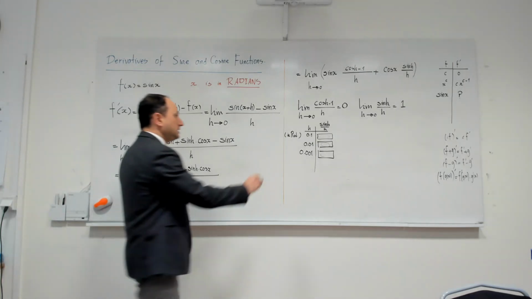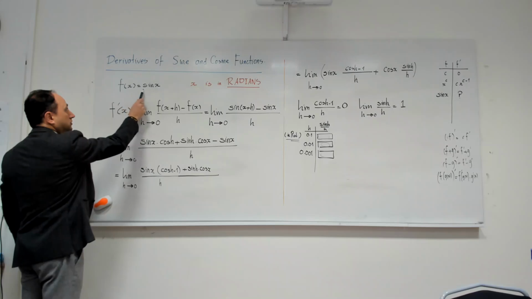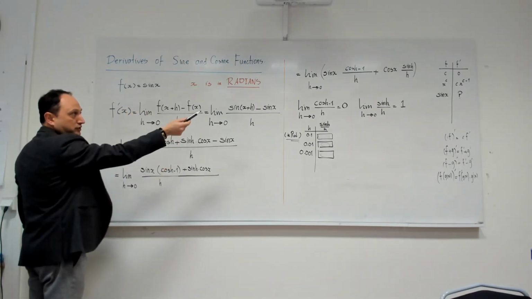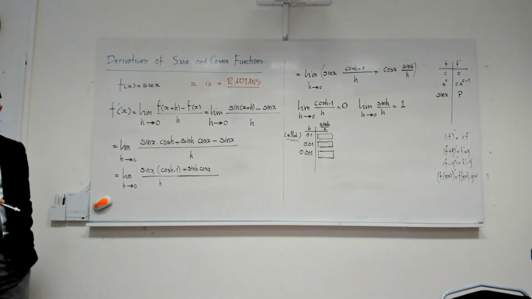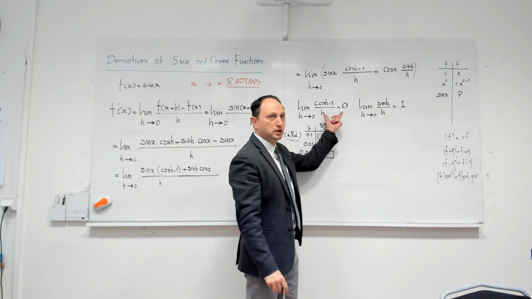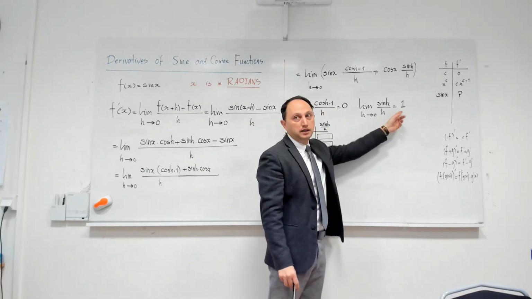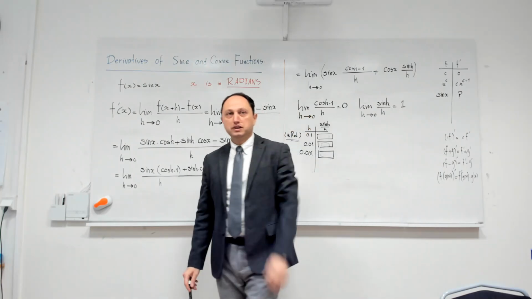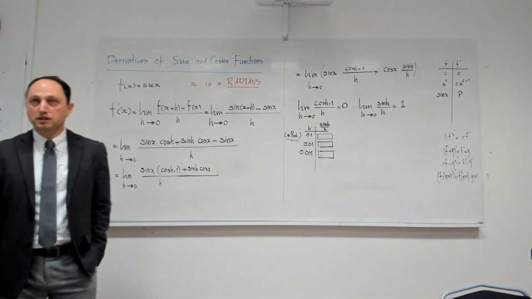So this is why the formula that I want to calculate for the derivative of sine only works if I am working in radian mode. Because only in radian mode, this limit is 1. In degree mode it is approximately 0.017. So that number would be different.